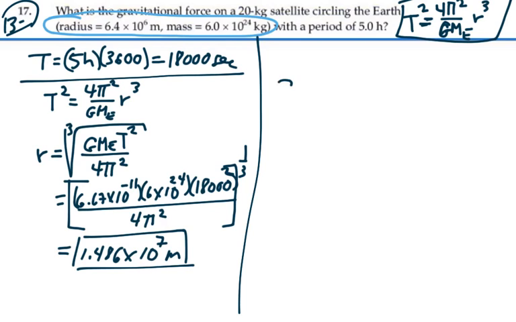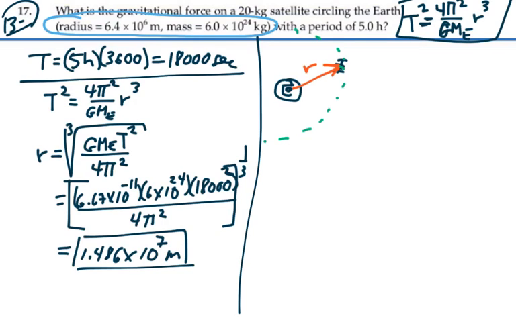So if we're looking at the Earth and we have the satellite out here, what we have just calculated is from the center of the Earth to the satellite. That is the radius of our orbit as it's going around the Earth. This is not from the surface of the Earth, but it goes from the center of mass of one to the center of mass of the other. That is the radius of our orbit.